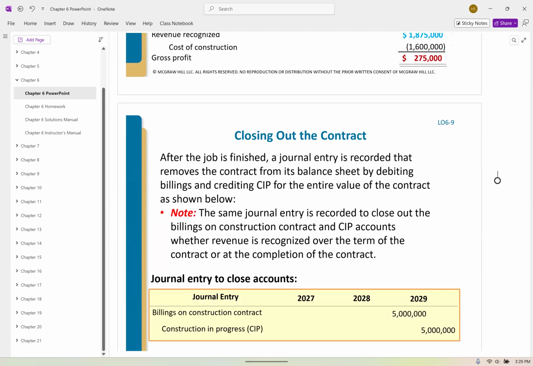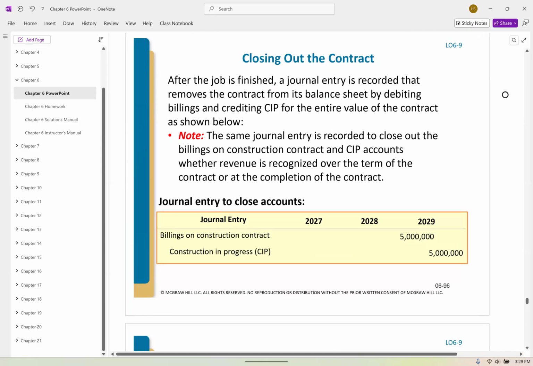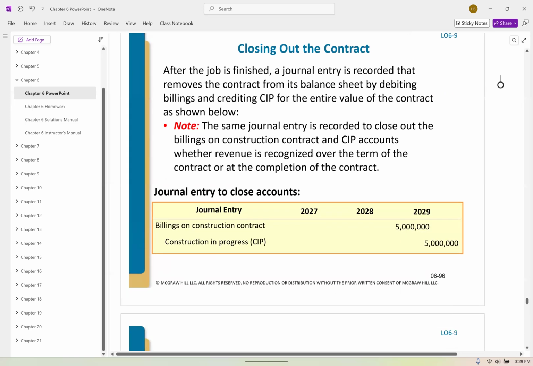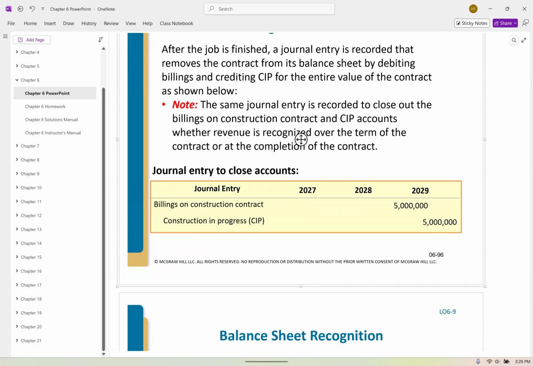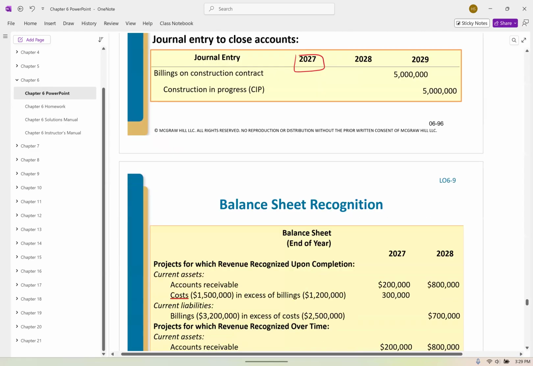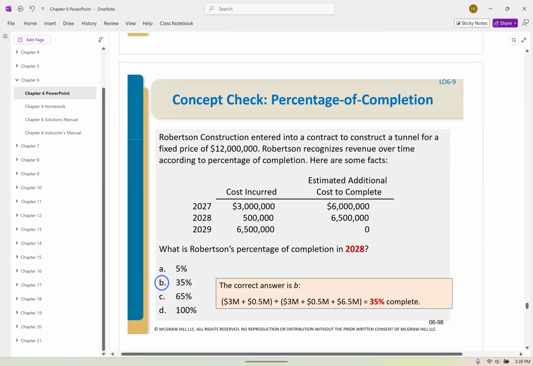Okay. After a job's finished, the journal entry is recorded that'll remove the contract from the balance sheet by debiting billings and crediting construction in progress for the entire value of the contract. Okay. So we're just making those two go away because it's over now. But we just use those accounts to keep up with it in 27, 28, and 29. Okay. All right, we're not going to do that.